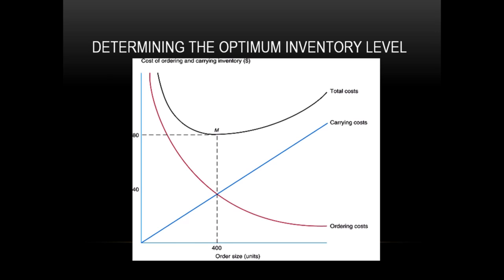Determining the optimum inventory level is always an interesting game that many manufacturers and retailers have to play, and that's the cost of ordering and receiving inventory and your total costs, and meeting that balance between carrying costs and ordering costs, as you can see from this graph.